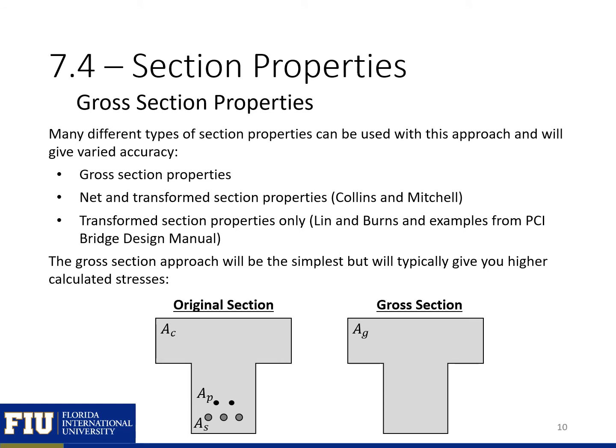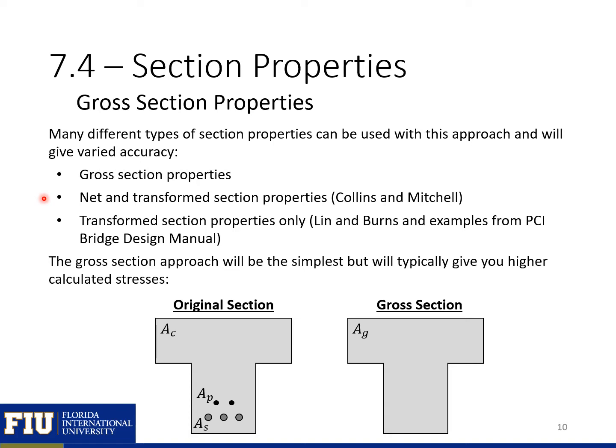There are many different types of section properties that we can use with our Force-in-the-Tendon approach. The simplest is going to be just to use our gross section properties. And with this, we disregard our pre-stressing and our steel areas, and we just use the gross section when calculating our section properties. The next approach is to use net and transform section properties.